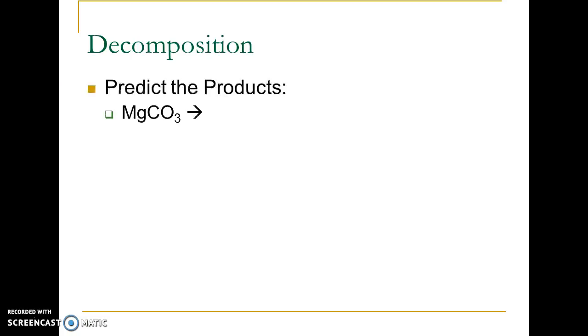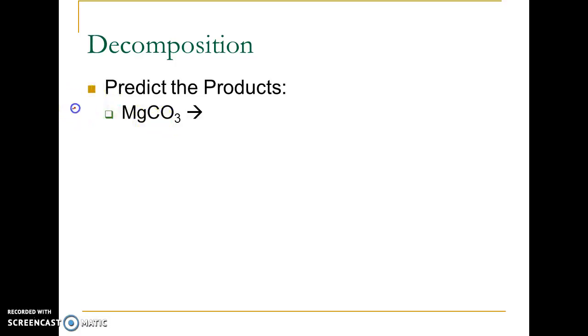Okay, so here's number 1. We have magnesium carbonate. So remember, the very first thing that we are going to do is look at the reference table to decide what type of decomposition reaction this is. Well, I have magnesium and I have carbonate. So I have a metal carbonate.